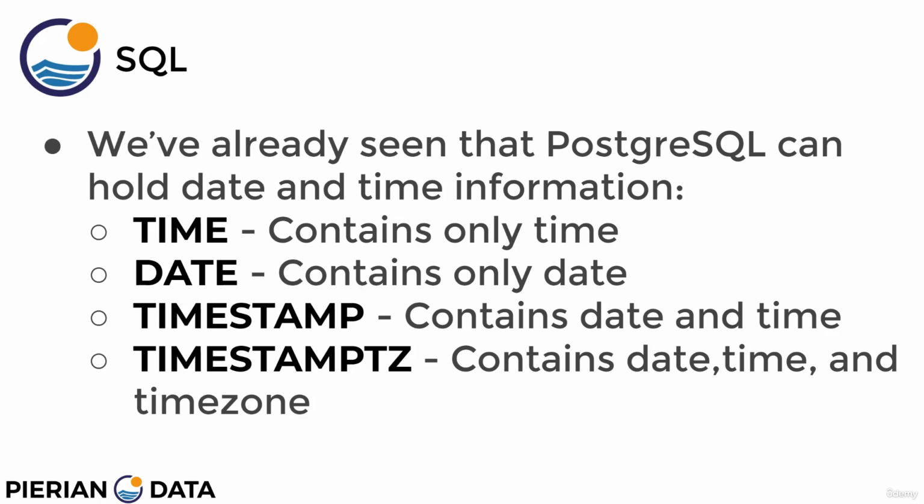Now keep in mind, there's actually different subsets of data types that refer to things like storing time information or date information. And the four main ones are the time data type, which contains only time, such as hours, minutes, and seconds. Then there's the date data type, which contains only a date, the month, day, and year. And then there's timestamp, which essentially combines both of those and contains both date information and time information. And then there's timestamp TZ, or timestamp time zone, which contains date, time, and time zone information.